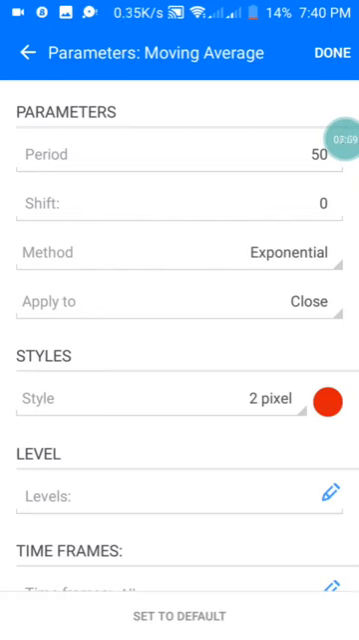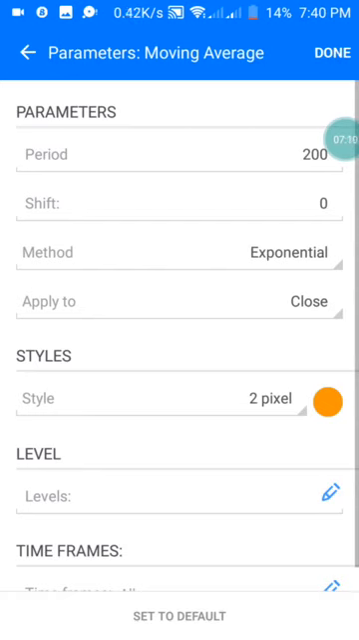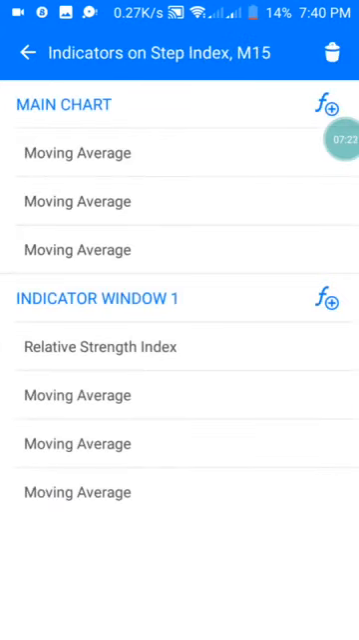We have the shift to be 0, the method to be this, and applied to close. You choose any of your colors and you press done. We will move to the third moving average, which is 200. The period is 200, the shift is 0, and you choose any color of your choice. You just screenshot these particular settings and do it on your phone, and move to your indicator window 1.